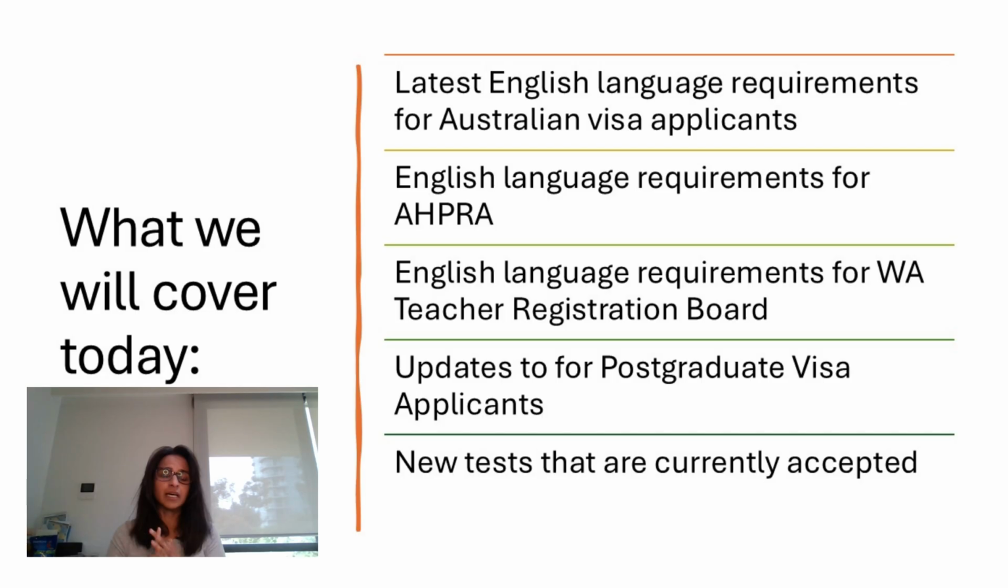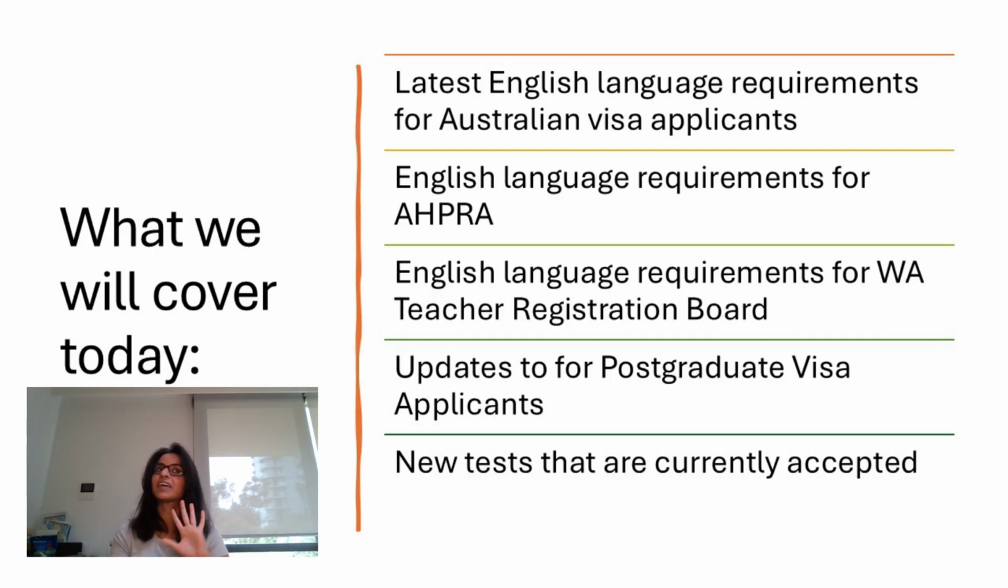Then we're going to talk about registration for nurses and doctors and allied health professionals for the Australian Health Practitioners Registration Agency, APRA. Next, we're going to talk about registering yourself as a teacher here in Western Australia, what kind of English language requirements they have. Finally, a small update to the postgraduate visa applicants.